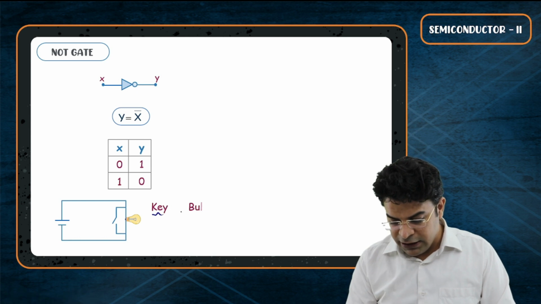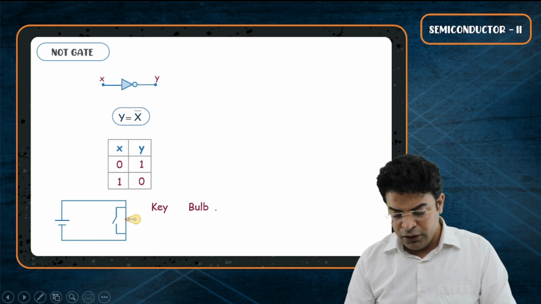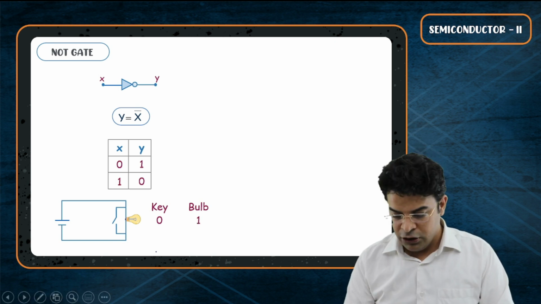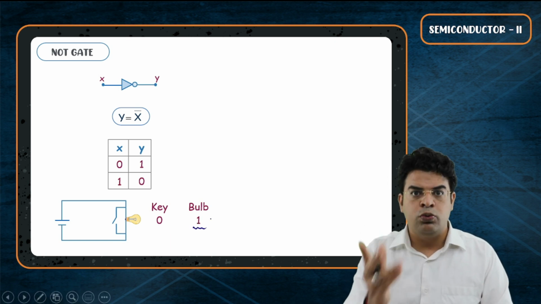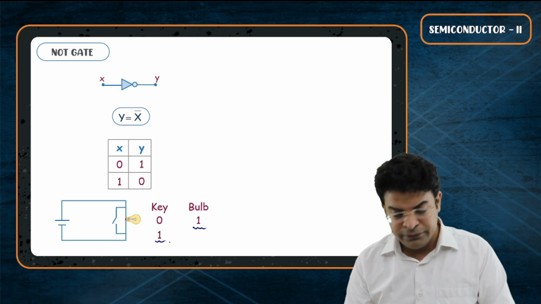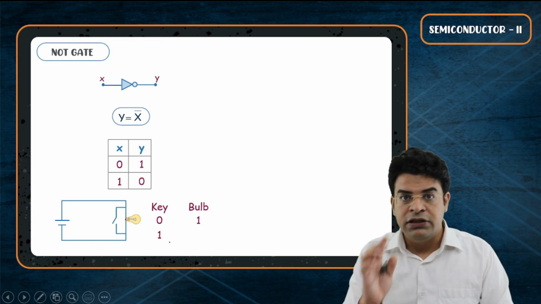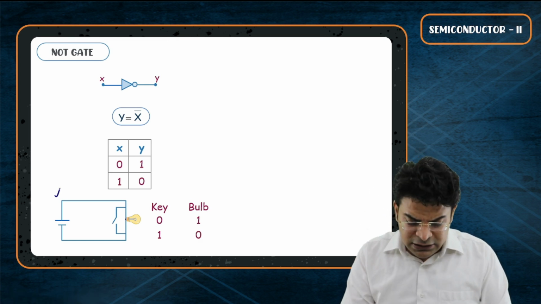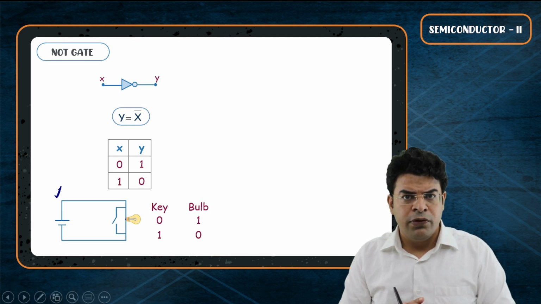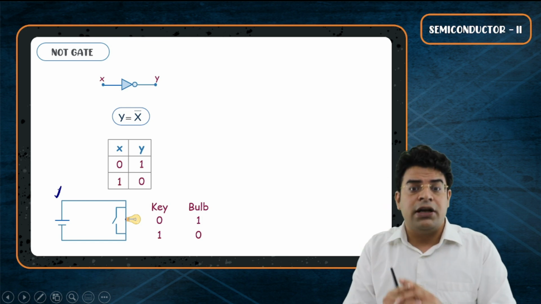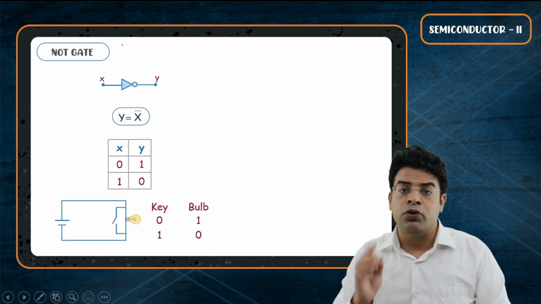So if the key and bulb are taken as inputs and outputs, when the key is 0, the key is open, the bulb will glow. Glowing means 1. And when the key is closed, key is 1, then the bulb won't glow. There will be no light coming out, that will be 0. Electrical circuit is easy to understand. What students do not understand is the electronic circuit of NOT gate, and that's my job to make you understand.